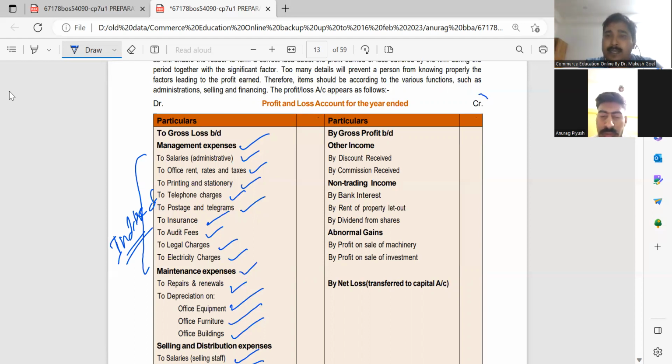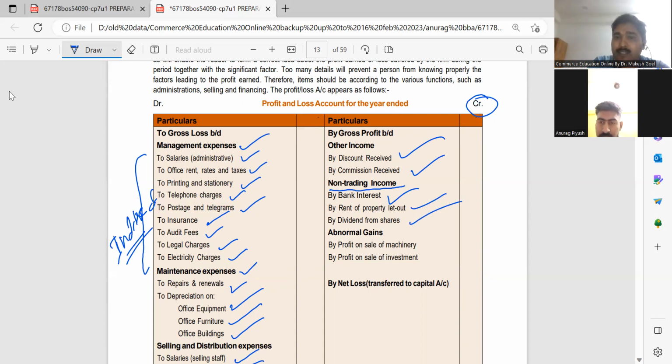On the other hand, credit side will show all our other incomes. Other income means discount received, commission received, non-trading income, bank interest, rent of the property let out, dividend on shares. Next, abnormal gains. Abnormal gains means profit on sale of machinery, profit on sale of investment.